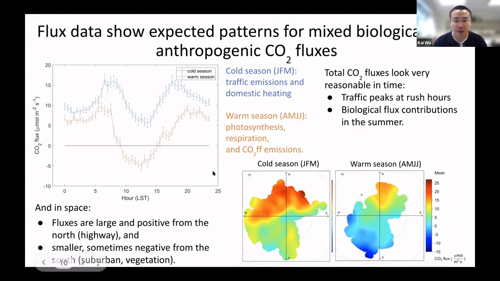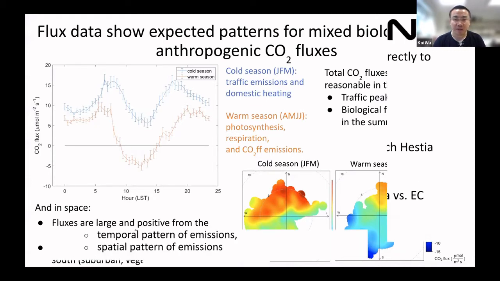The bottom right panels show the spatial patterns of this flux data. We can see high emissions from the north and the smaller or negative fluxes from the southwest of the tower, which is corresponding to the surrounding environment. Next slide, please.